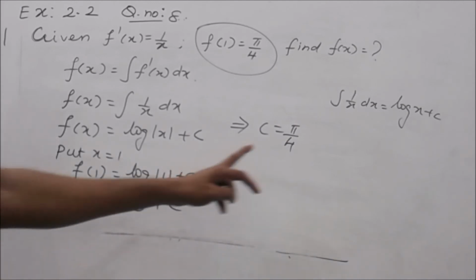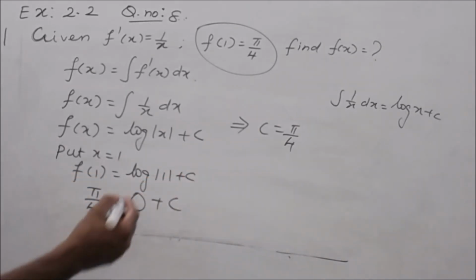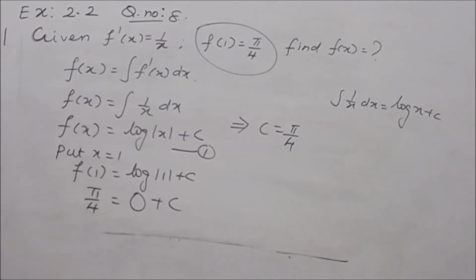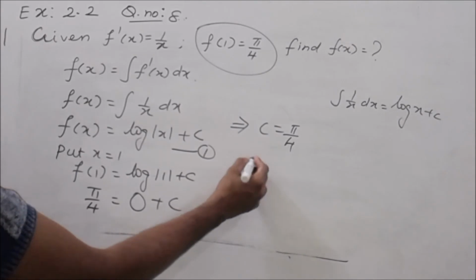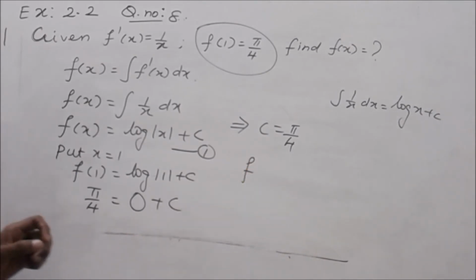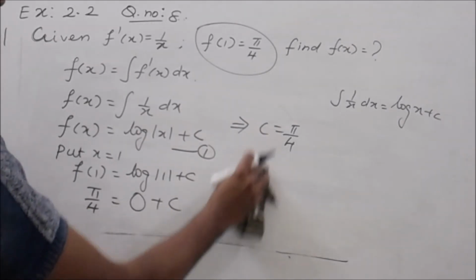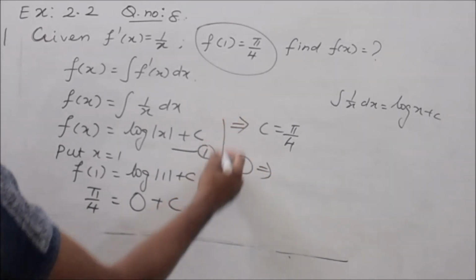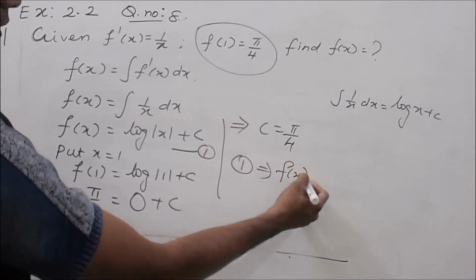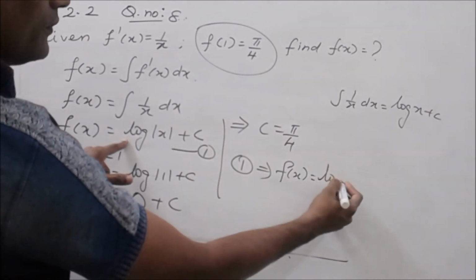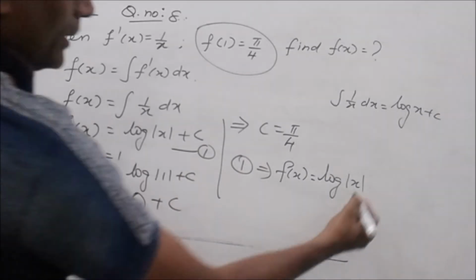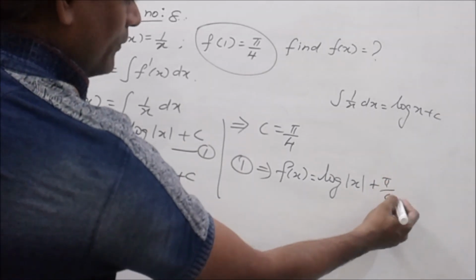Now substitute the value c equal to pi by 4 in equation 1, the integrated value. Substituting in 1, we get f(x) equals log of modulus of x plus pi by 4, where the value of c is pi by 4.